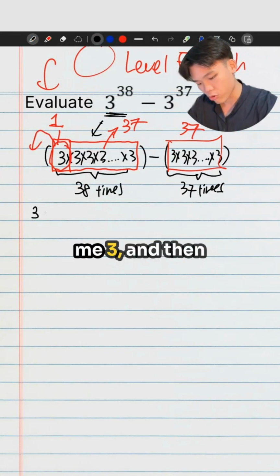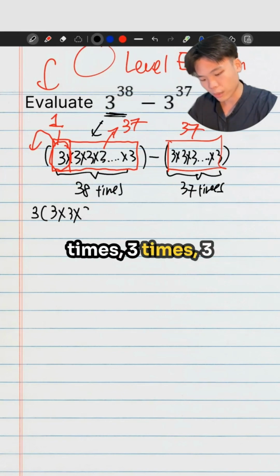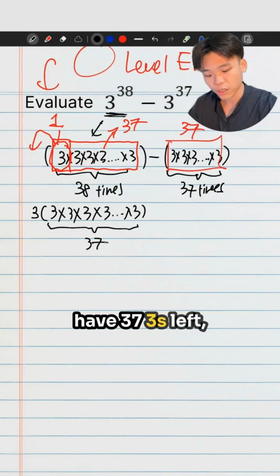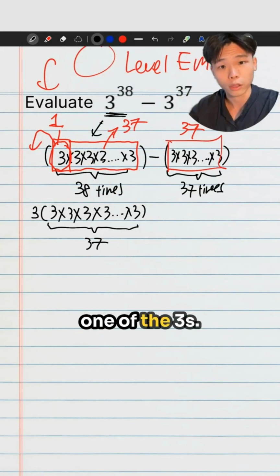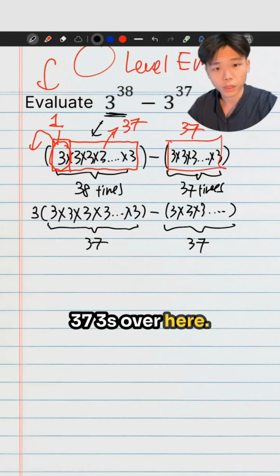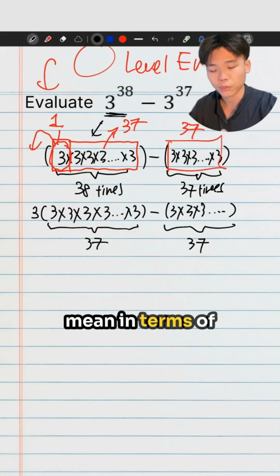And that will essentially give me 3. And then inside I'll have 3 times 3 times 3 times 3 times 3. And now inside this bracket, I'll have 37 threes left, because essentially what I did was that I took out one of the threes. And then when I minus away 3 times 3, I essentially have another 37 threes over here. So what does this mean in terms of index notation?